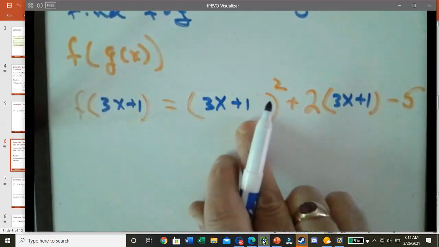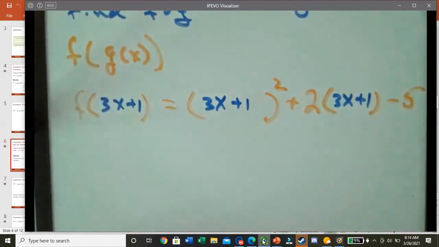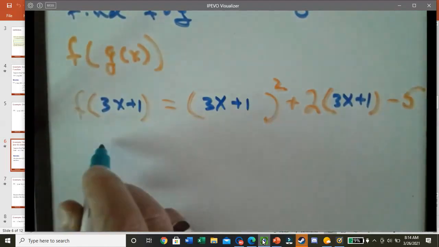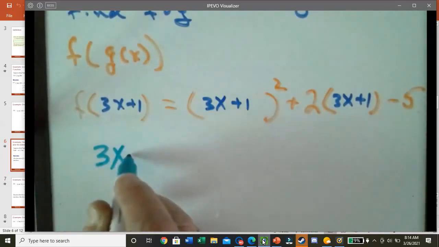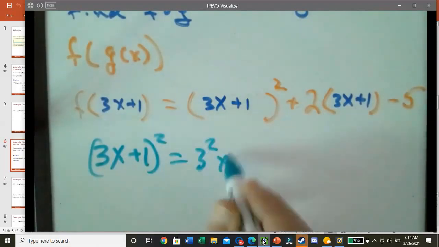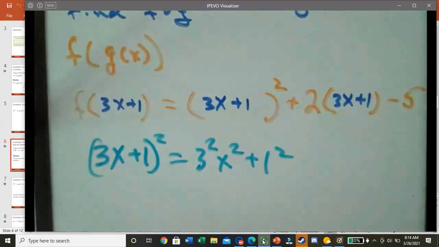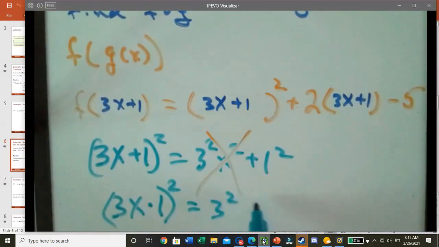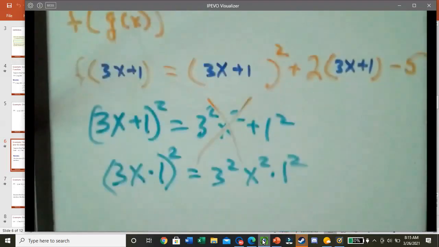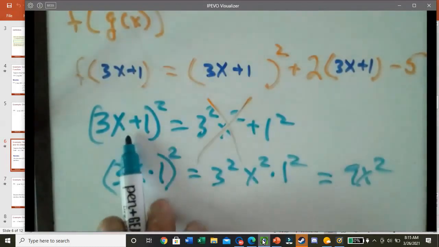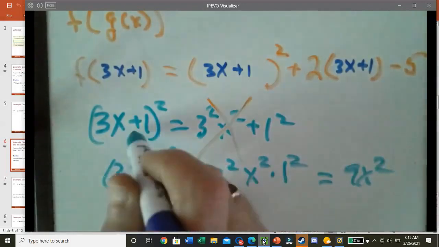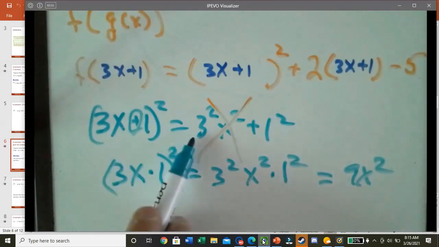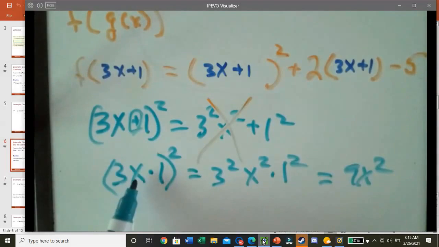Well, with this, we can't say 3 squared x squared. We cannot do this. We cannot do 3 squared x squared plus 1 squared. No good. Well, but we can do this. If it was 3x times 1, right, squared, now we can do 3 squared x squared times 1 squared, right? This we can do, this would be 9x squared. Well, what's the difference between this one and the first one? Yeah, this is all multiplication. This one we have addition, right? When you got a plus sign in between there, you cannot distribute that exponent like you could if everything is multiplied inside parentheses.